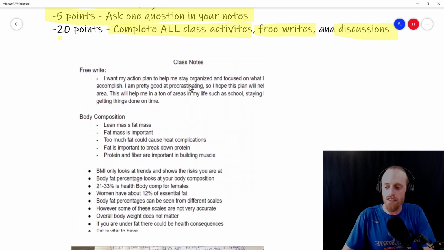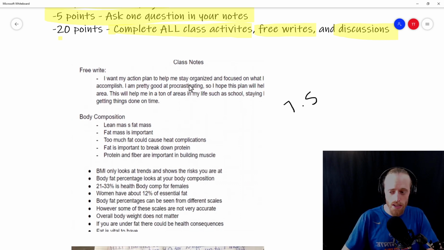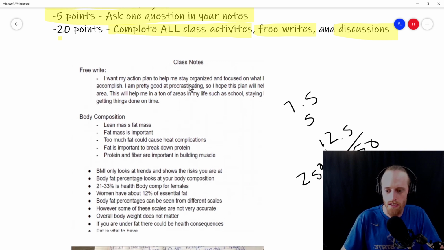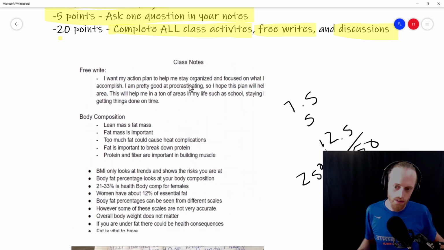Remember, 2.5 pages is due. They only turned in about 0.75 of a page, and each page is worth 10 points. So I'll give them 7.5 points for that right there. They didn't ask a question, so they missed 5 points right there. And they have one free write here, and they didn't do any of the other in-class activities, so they will only get 5 points for the in-class activities. So they're only going to get 12.5 points out of 50. That is not a good grade. That gives you 25%. That is a great way to fail this class.